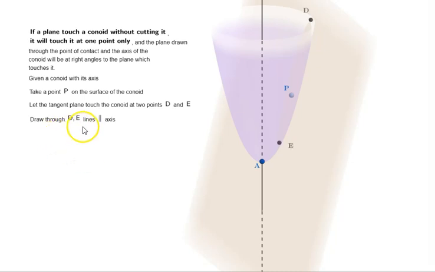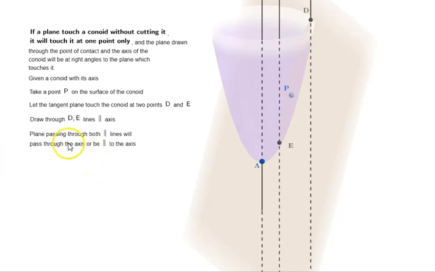Draw through D and E lines parallel to the axis. Now the plane passing through both parallel lines will pass through the axis or be parallel to the axis. So again, let's draw the plane passing through both the parallel lines. Now the intersection of the plane with the conoid will be a conic.